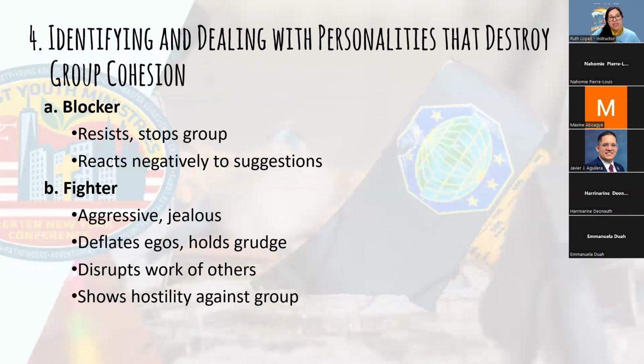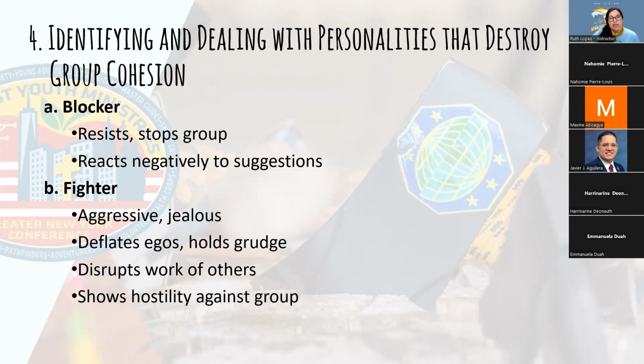Now we have the negative ones. These are certain personalities that destroy group cohesion, meaning that these are qualities that an individual might display that will not help the team play atmosphere. Okay, it's better to identify them, and then we can know how to address them.